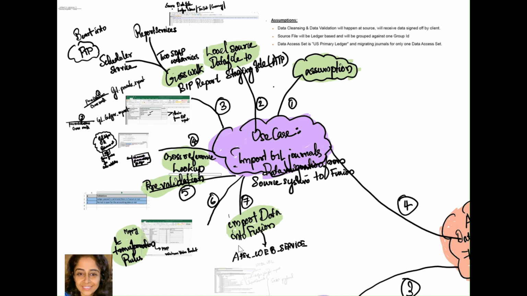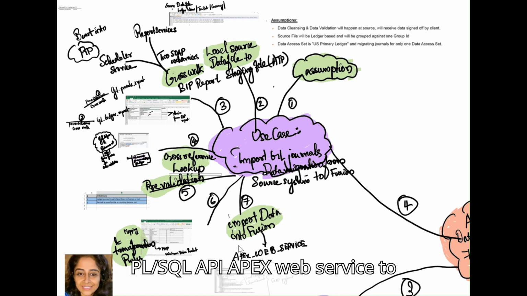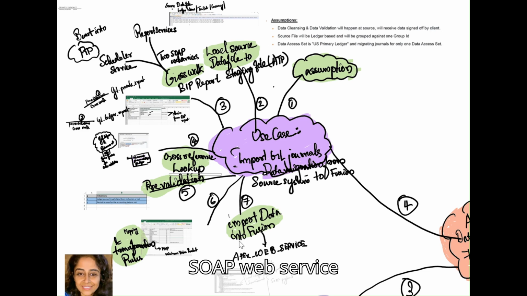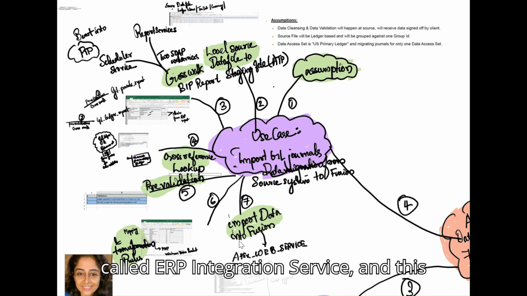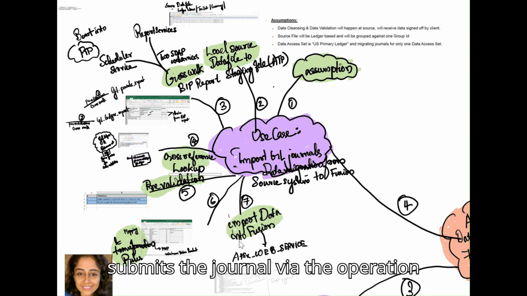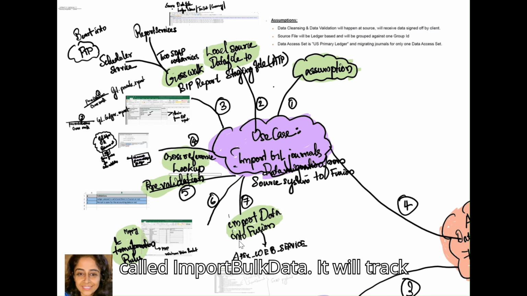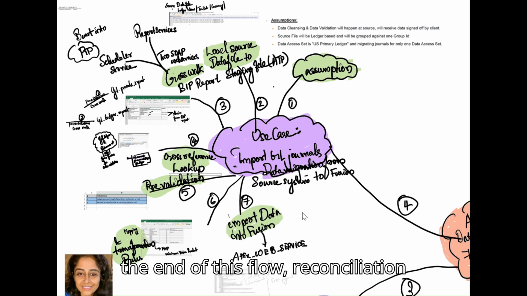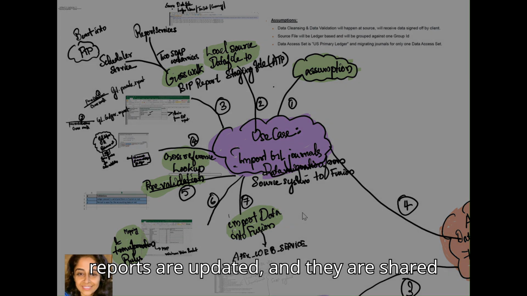Finally, use the PL/SQL API APEX_WEB_SERVICE to programmatically invoke the Fusion SOAP web service called ERP Integration Service, and this submits the journal via the operation called importBulkData. It will track the process ID until completion. At the end of this flow, reconciliation reports are updated and shared with the stakeholders.